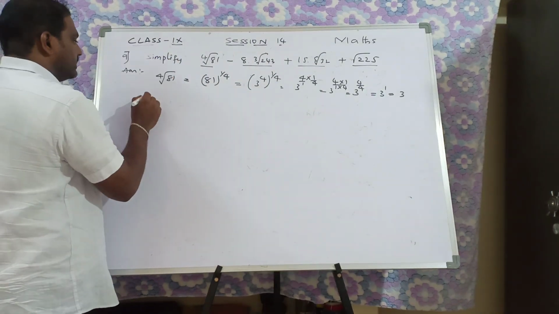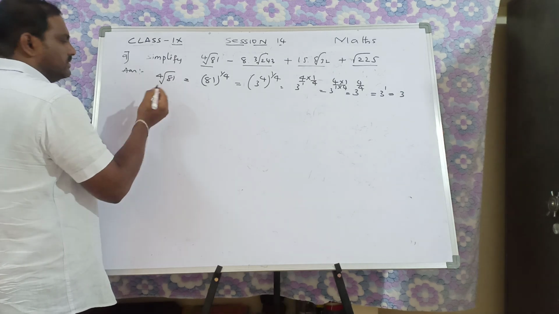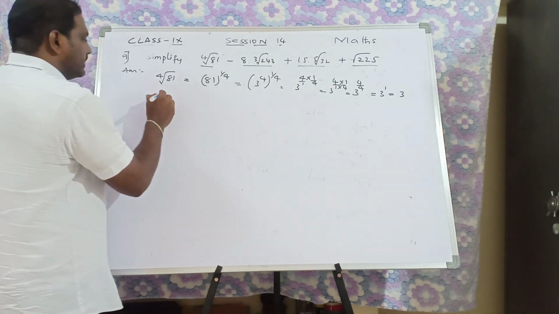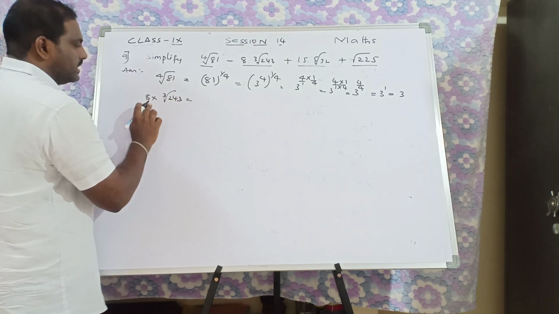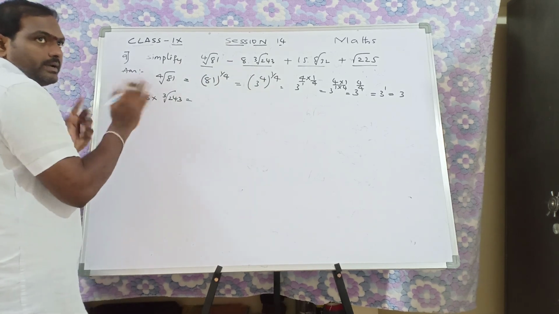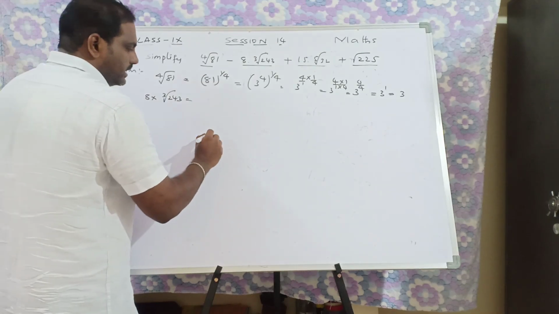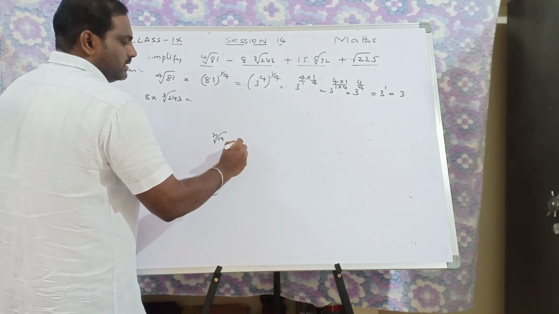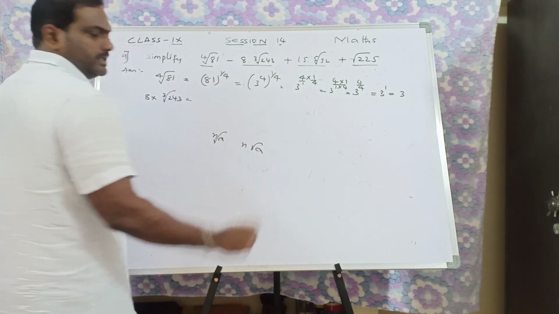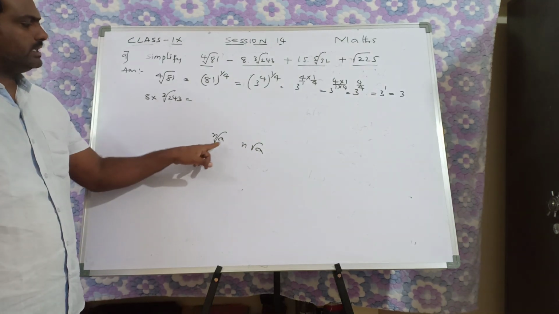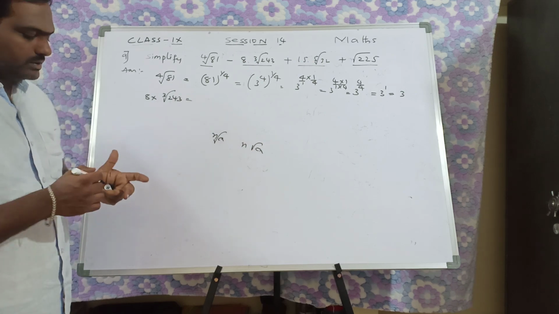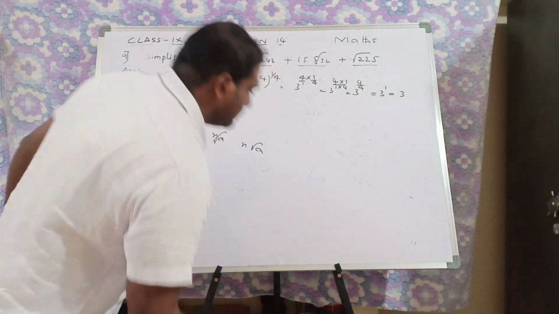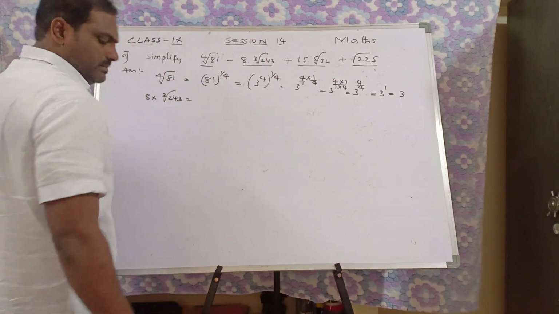Next, second step. 8 into cube root of 343. This 8 means 8 is multiplying with this one. Already I told you, n root a is different. Nth root a is this radical form. N into root a means n is going to multiply with a. Got it? Now, next step.